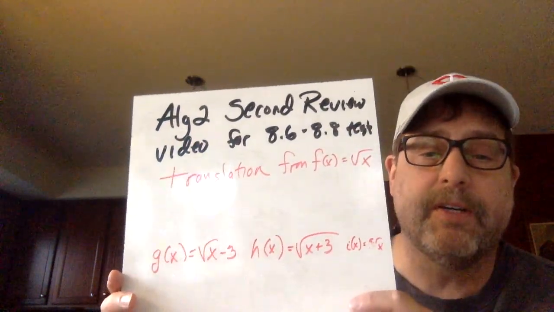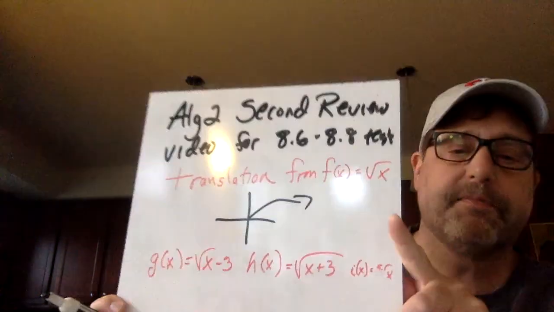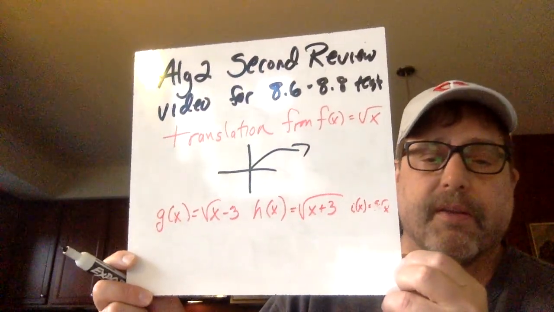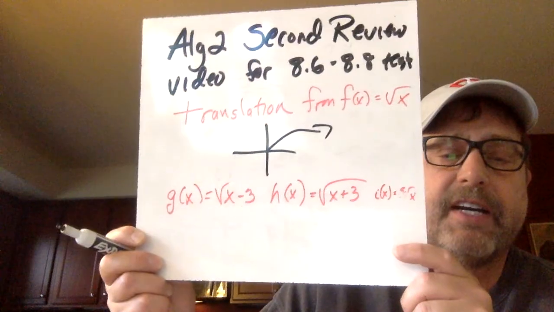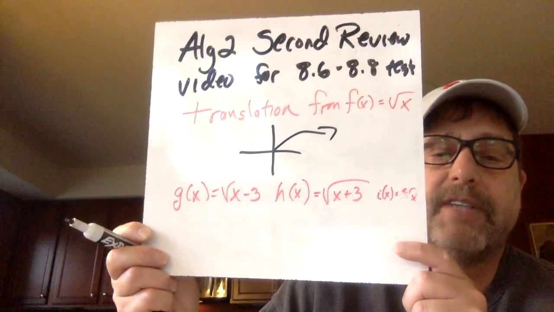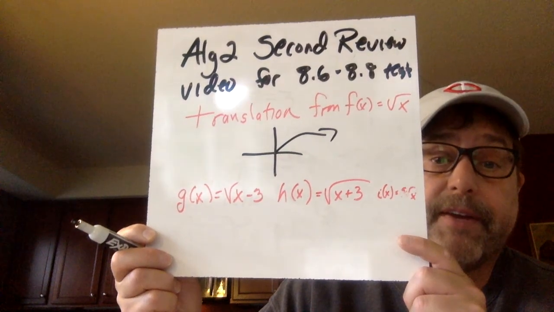Here's the next review. The translation from f of x is the square root of x. And by the way, that graph looks like that. Should keep going up. This first one, it is outside, does what it's supposed to. It goes down 3. So it translates vertically down 3.